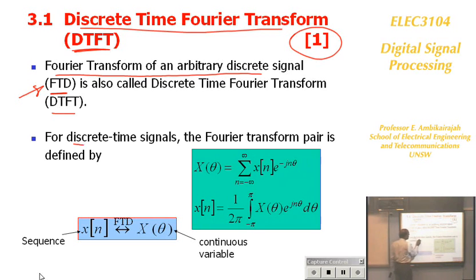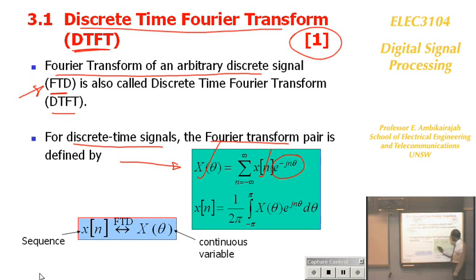If you take a discrete time signal, the Fourier transform pair is now defined as this. What you are trying to calculate is X(theta). That's your frequency response. You take your discrete signal, multiply by e to the minus j n theta, and sum them between minus infinity to plus infinity. That's the definition of discrete time Fourier transform.